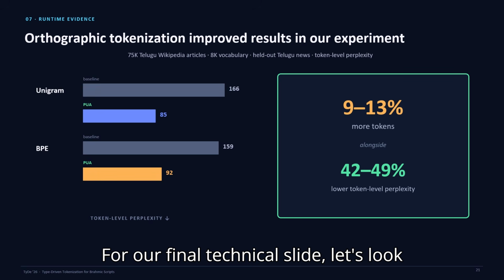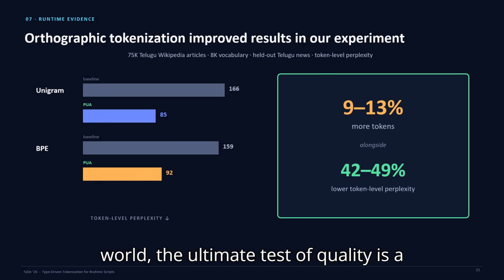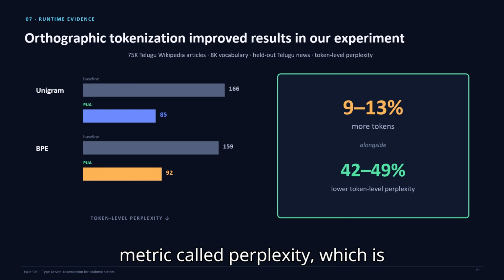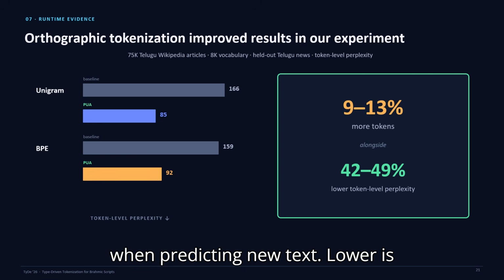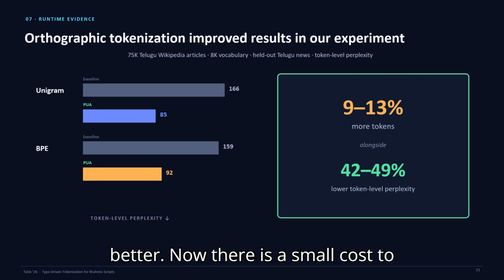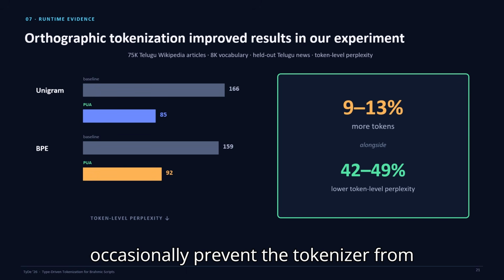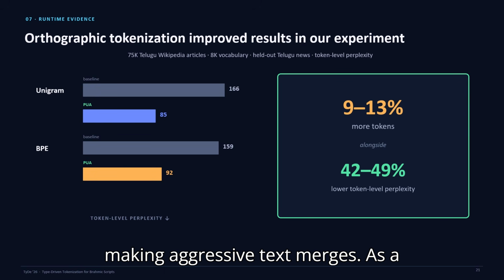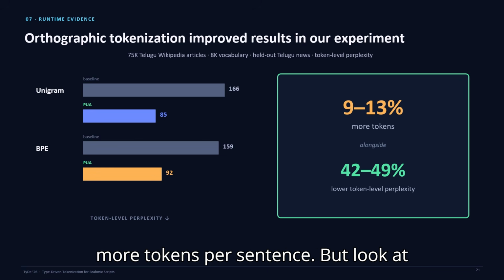For our final technical slide, let's look at the KPIs. In the machine learning world, the ultimate test of quality is a metric called perplexity, which is essentially how confused the model is when predicting new text. Lower is better. Now, there is a small cost to our approach. Because we strictly enforce our type boundaries, we occasionally prevent the tokenizer from making aggressive text merges. As a result, we consume about 9 to 13% more tokens per sentence.